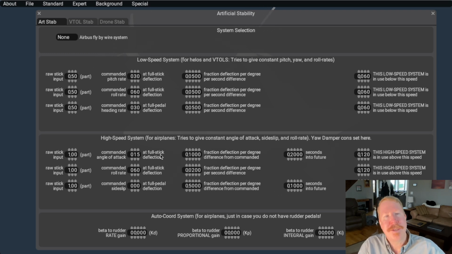Still does a roll rate, interestingly. The roll rate is the same at low speed and high speed. You still want the stick to control roll. So what do we do up here? Let's just say we follow the stick input put in by the pilot. Okay, that's 1.0 raw stick input.